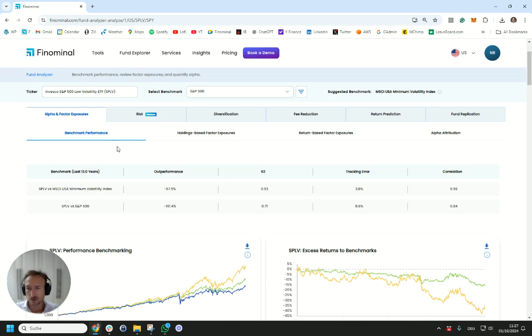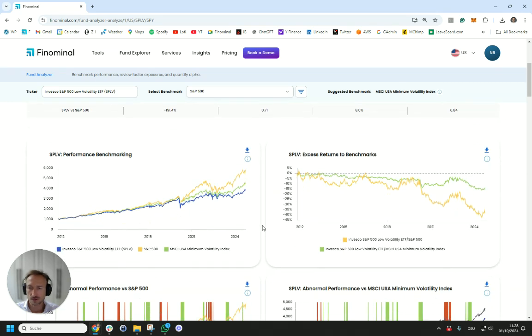So the first thing we're going to kick off with is this benchmark analysis, in the sense of what is the right benchmark for this ETF. As shown earlier, the suggested benchmark is the Min-Vol index, which makes sense if you're discussing a low-vol product. And so we can see over here the performance benchmarking of SPLV versus S&P 500, which I can change, by the way, to any other index. And the suggested benchmark, the MSCI US Min-Vol index.